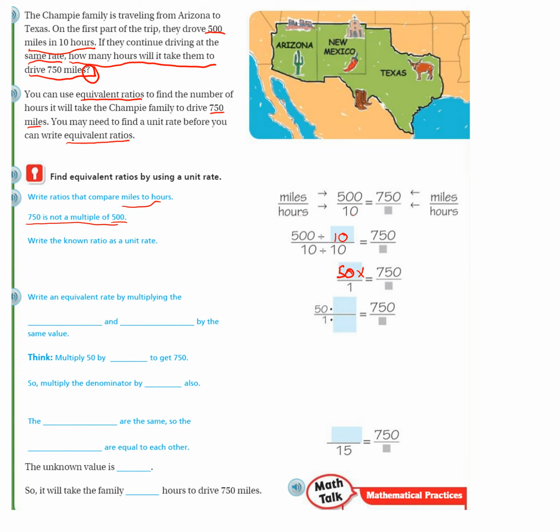So 50 times 2 is 100. So in every 100, there's going to be 2 50s, and I have 7 of them. So that's going to be 14 50s, and then one more 50 would give me 750, so that would be 15 50s. Okay, and we can check that.